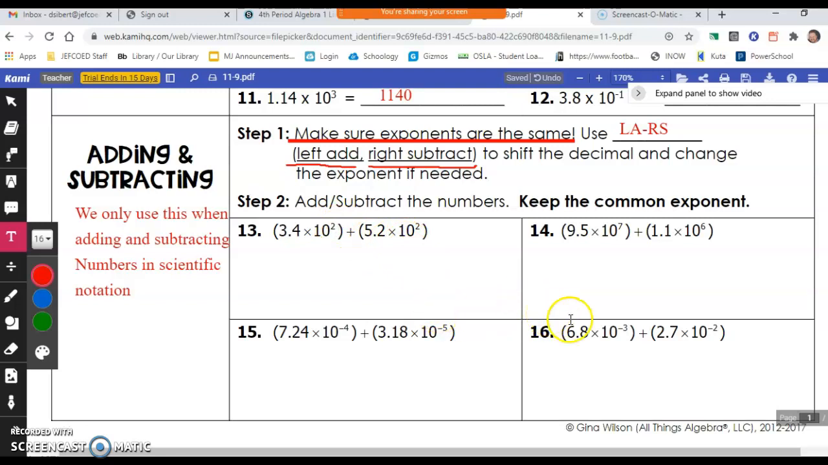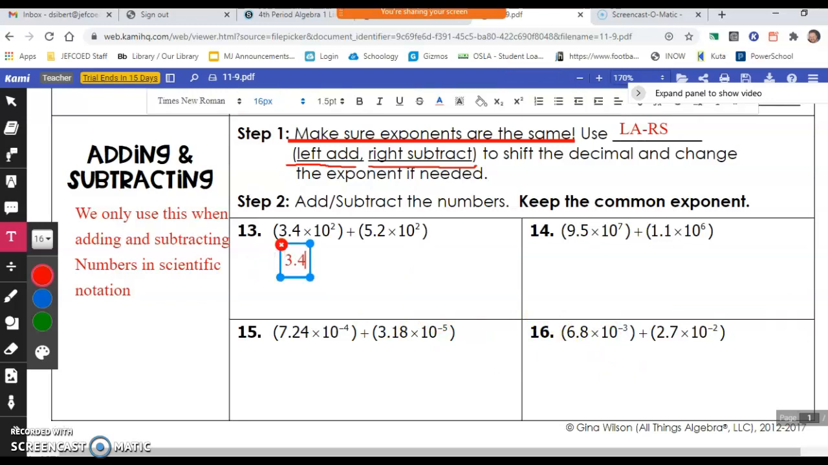Do we? Yes. So simply, all we have to do is add our base numbers. That's going to be 3.4 plus 5.2. And 3.4 plus 5.2 is going to give you what? That's going to end up being 8.6 times 10 raised to the power of what? 2. Are we good there? Pretty simple. All right, let's look at 14.